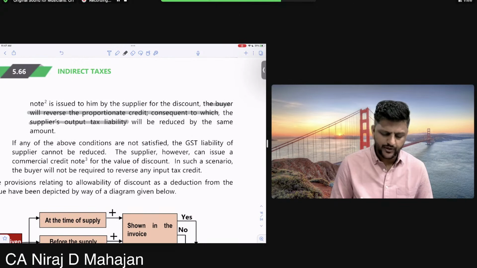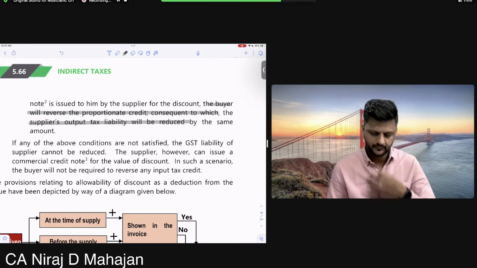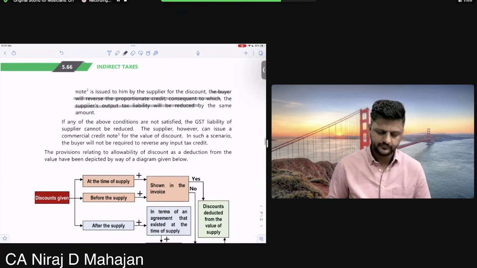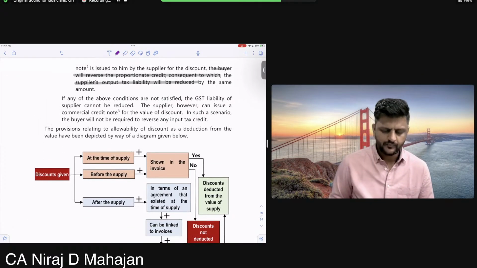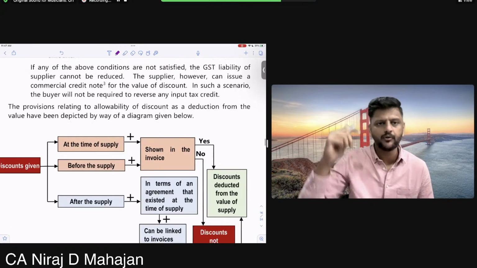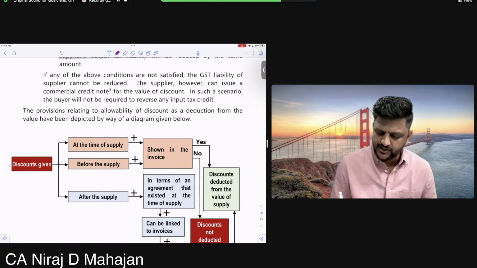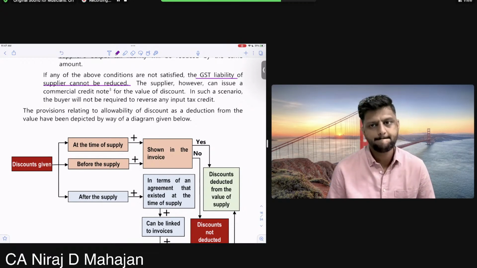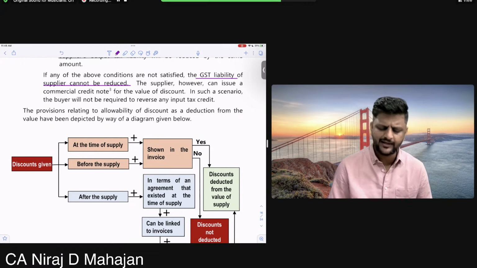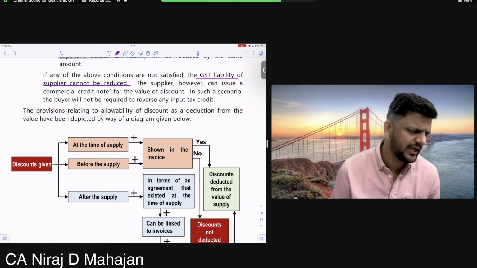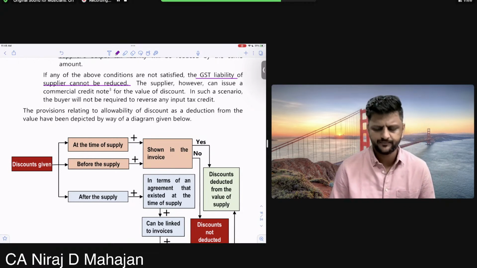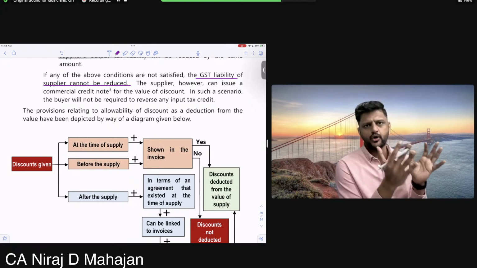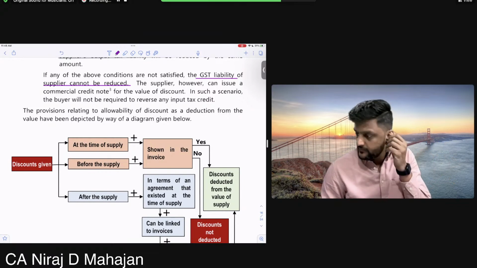The supplier's output tax liability will be reduced by the same amount. Check here. If any of the above conditions are not satisfied, the GST liability of the supplier cannot be reduced. The supplier, however, can issue a normal commercial credit note for the value of the discount. See, pay attention. What are we talking about? Business is separate and GST law is separate.